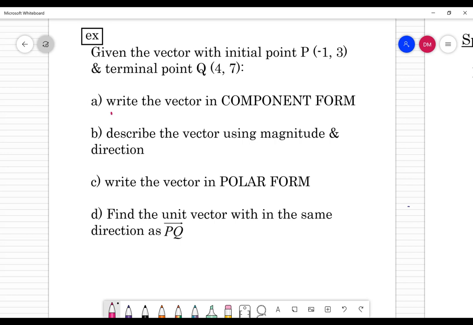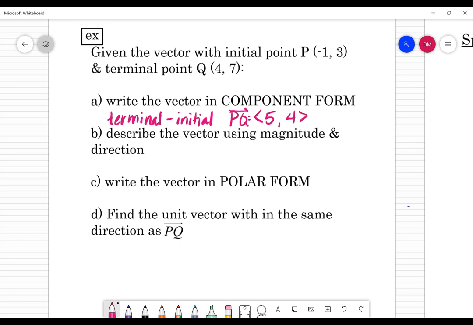In component form, we remember that we are taking the terminal point and subtracting the initial point. For our purposes here, our initial point is P and our terminal point is Q, which means we are looking for vector PQ. That is very important in how we label it. We always start with the initial point and go through the terminal point, and so we label them in that way. Now, if we do the subtraction, terminal minus initial, we get 5 for our x coordinate and 4 for the y coordinate.